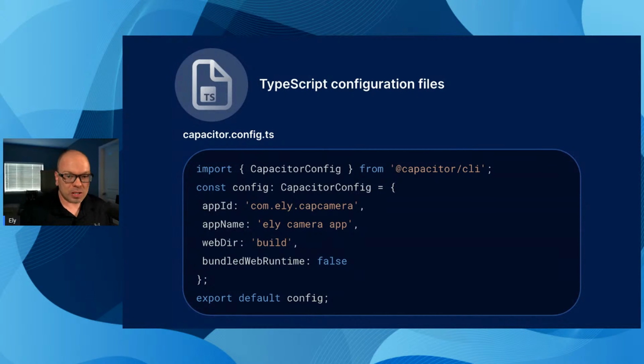Capacitor 3 now supports TypeScript as a valid format for the Capacitor configuration file. Before, the config file was JSON, but with TypeScript, you can configure Capacitor in a type-safe manner along with auto-completion and code comments. Also, you can specify different configurations based on the development environment, such as development, QA, and production, as well as leverage environment variables to customize the app experience.